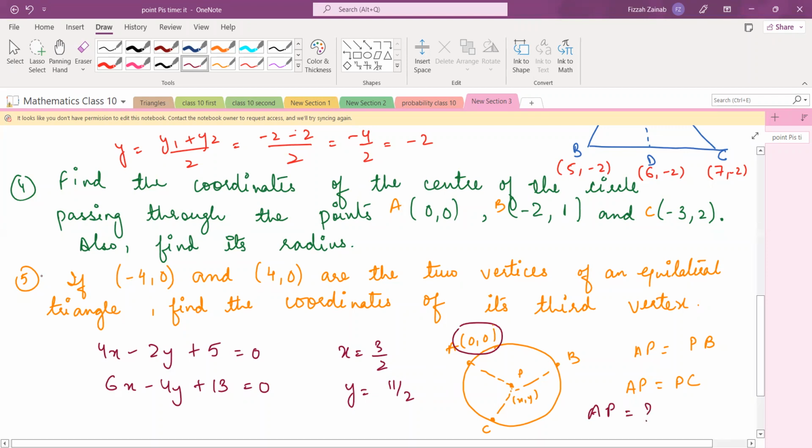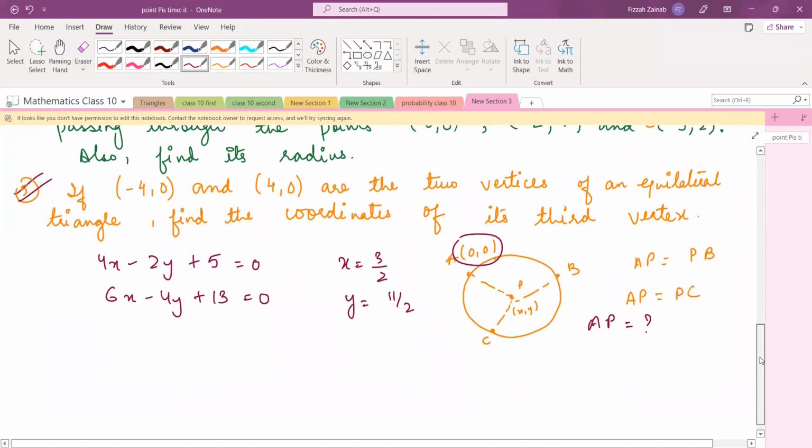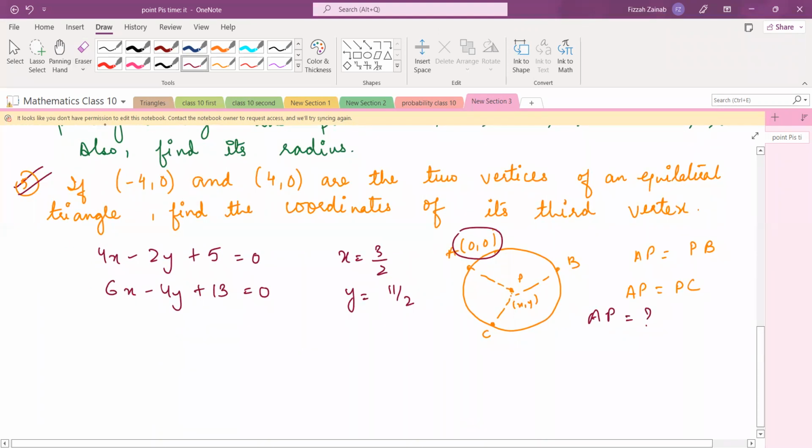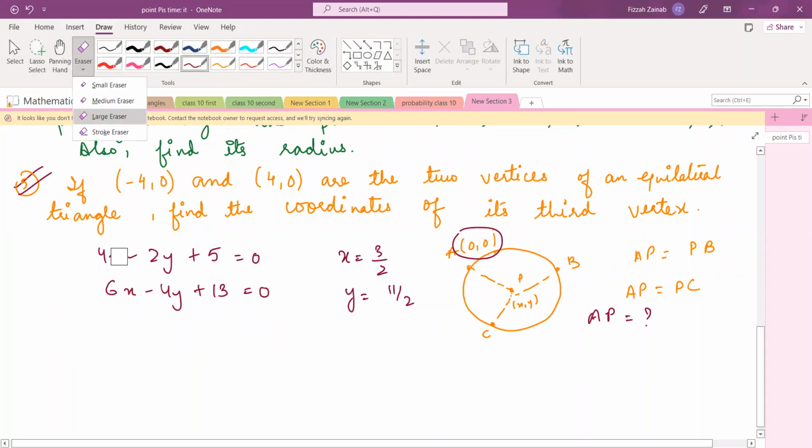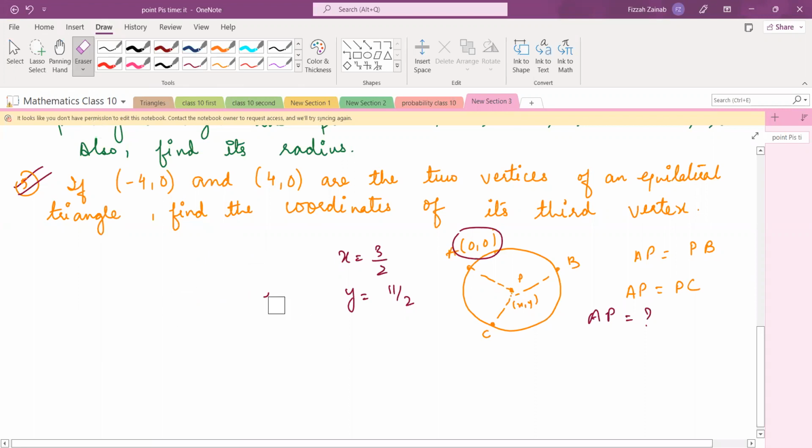Okay. Now see the fifth question. This was also asked in the CPSC exam. This is a good question. Okay, let's solve it together, right? Okay, ma'am.